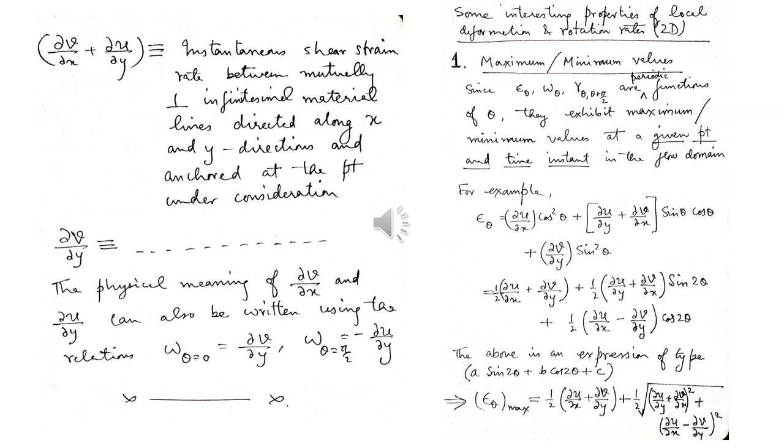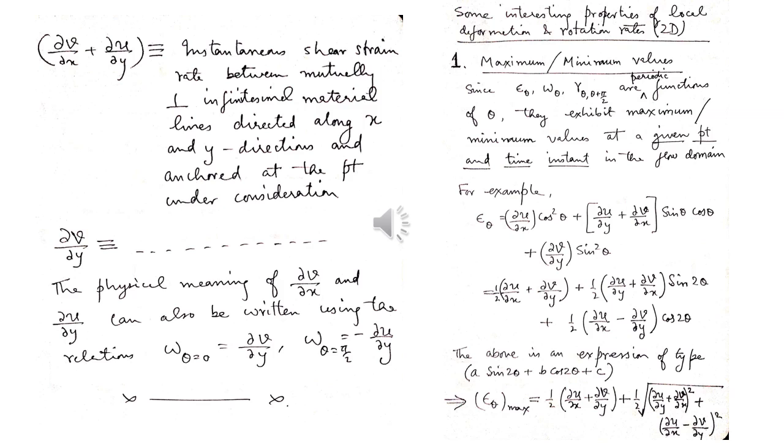Similarly, the physical meaning of del v del x and del u del y can also be written using the fact that omega at theta equal to 0 is del v del x, and omega at theta equal to pi by 2 is minus del u del y. So you can write in your own words the physical meaning of these partial derivatives.